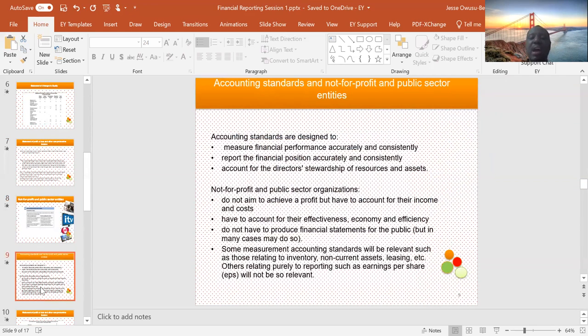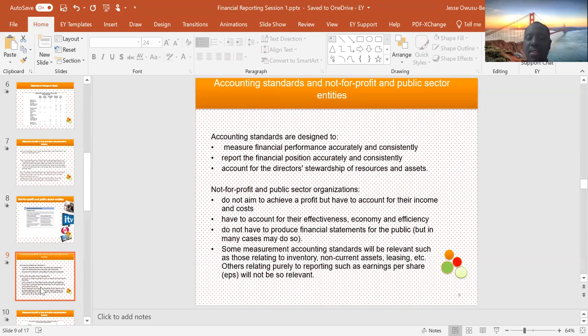Then let's move on to accounting standards and not-for-profit and public sector entities. So accounting standards are designed basically to measure financial performance accurately and consistently. That's the whole purpose of an accounting standard, right? They help to measure financial performance accurately. They also help to report the financial position accurately. And they also help to account for the directors' stewardship of resources and assets.